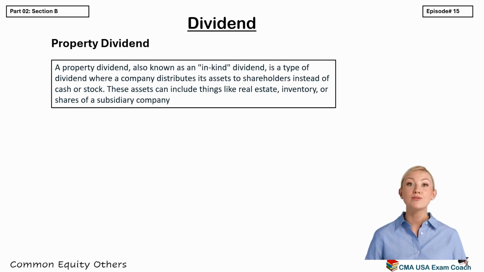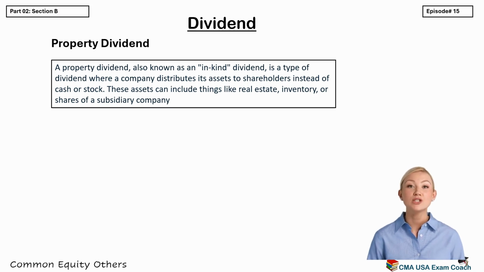Now let's talk about property dividend, another form of dividend distribution made by a company. Unlike cash dividends or stock dividends, a property dividend is paid not in cash or shares, but in the form of non-cash assets. This could include real estate, inventory, or investments in other companies. Basically, any non-cash item the company owns and chooses to distribute to its shareholders.